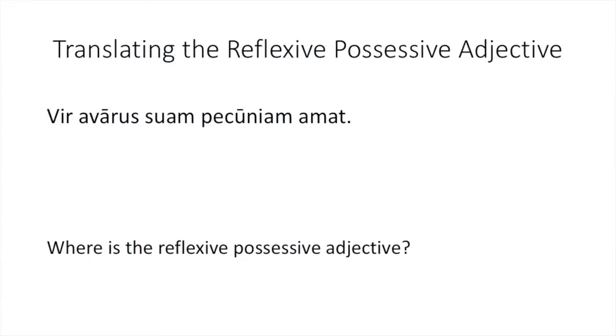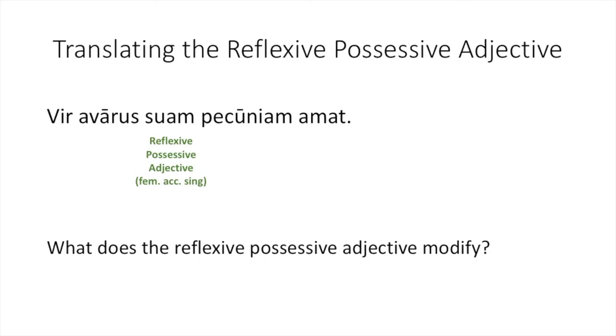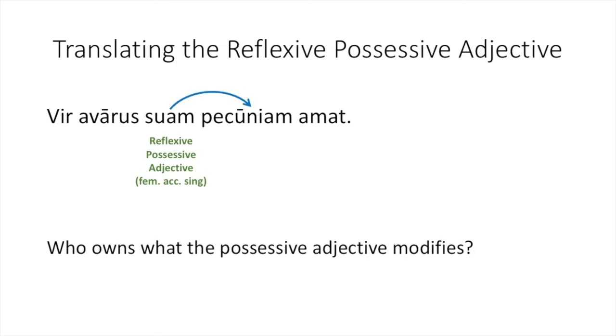Okay, so our next sentence, vir avarus suam pecuniam amat. To make sure we're understanding how to translate the reflexive possessive adjective, let's make sure there's one in our sentence. So where is it? You're right if you said it is suam, because it's from the adjective suus, sua, suum. And since it's an adjective, what does it modify? Since it's feminine accusative singular, you're right if you said that it modifies pecuniam. So since it's a possessive adjective, we need to know who's possessing the pecuniam.